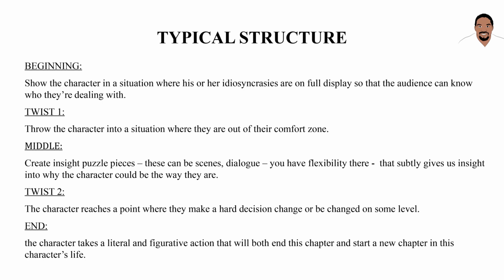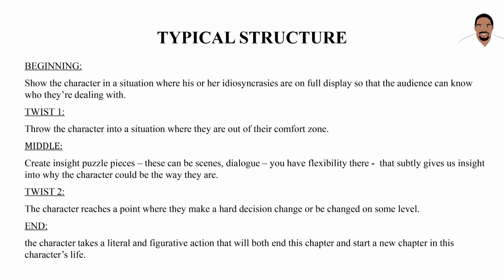Then we throw a twist in there. Throw the character into a situation where they are out of their comfort zone. And then we have the middle of the film. This could all take place in 5 minutes. Then we have the middle: create insight puzzle pieces. We're trying to give the audience insight into this main character's psyche, but we're doing it little by little and subtle. And then you have another twist where the main character reaches a boiling point where they have to make a hard decision to change or be changed on some level.